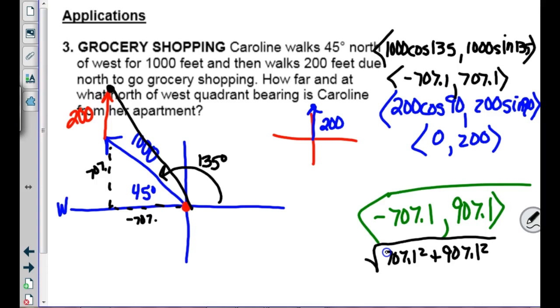$11.50, anybody? Or did I do something wrong? That we got about 1150? Just about 1,150 feet from her apartment.